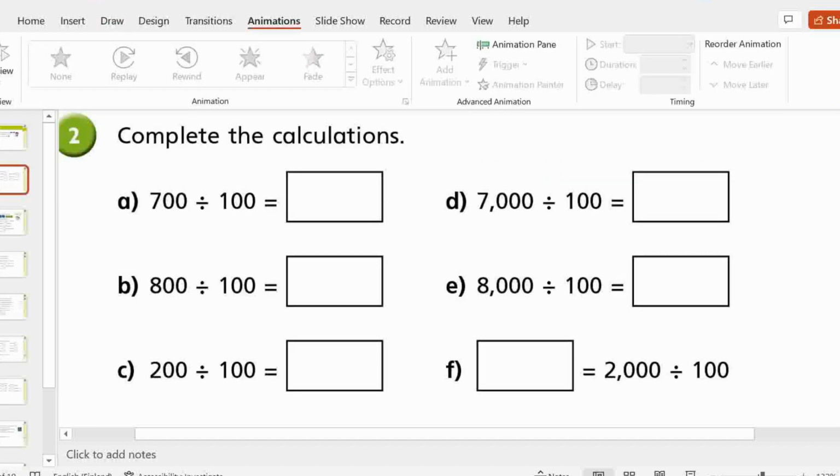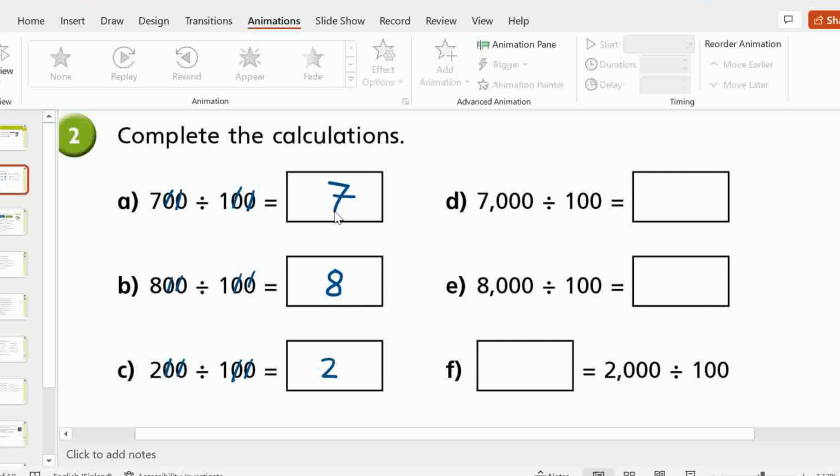700 divided by 100. Don't shout out the answer. 7. Okay, we've done this and this. B, 800 divided by 100. And again, there's 2 zeros, so we did that. C, 200 divided by 100. 2. Now, maybe these ones are a bit trickier. We'll see.